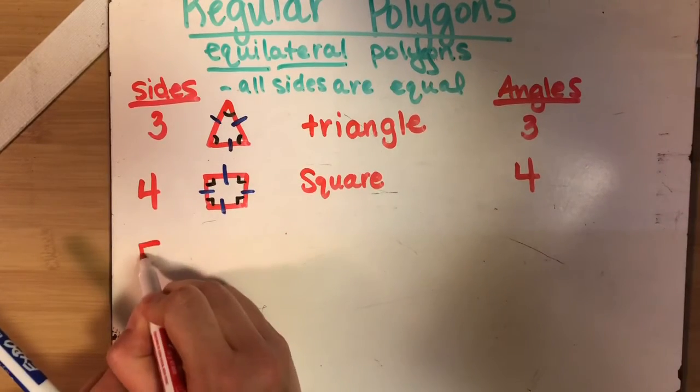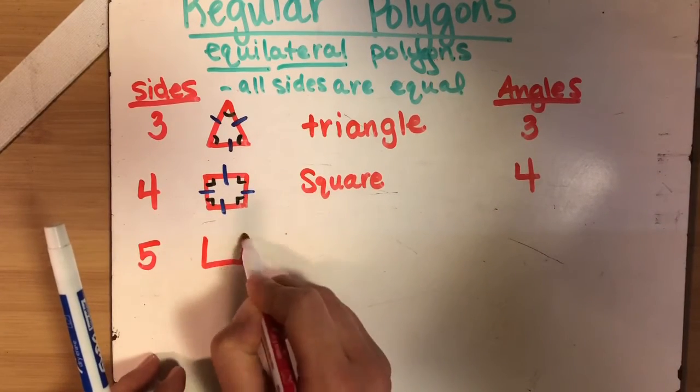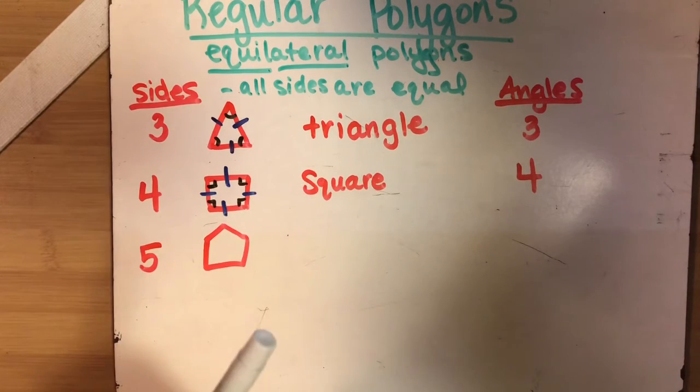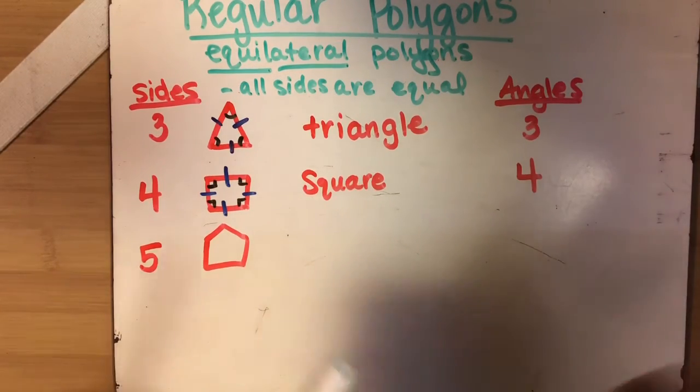Next up, with 5 sides, we have a pentagon. Now I'm just going to let you know from now on, my shapes are probably not going to look the best because they're really hard to draw without a ruler and all that stuff.